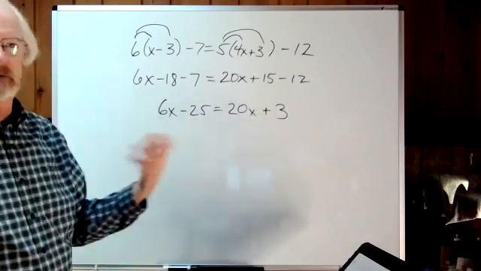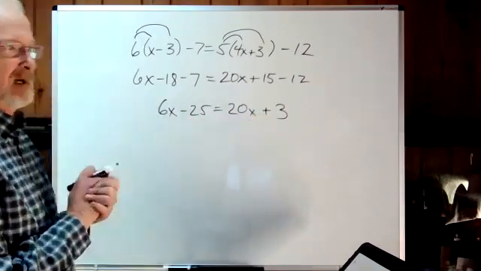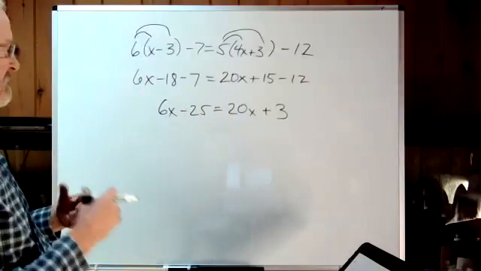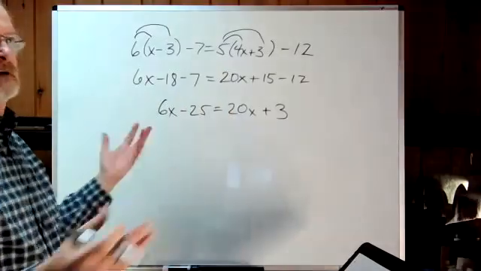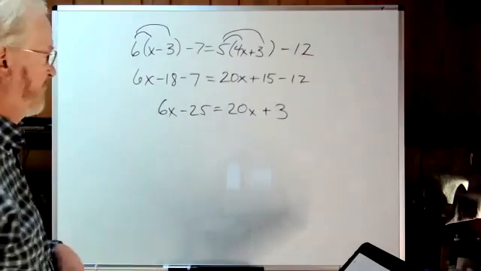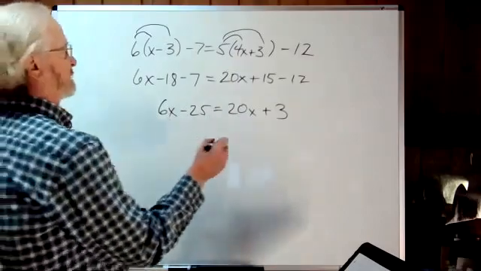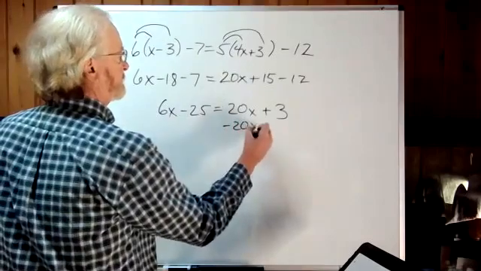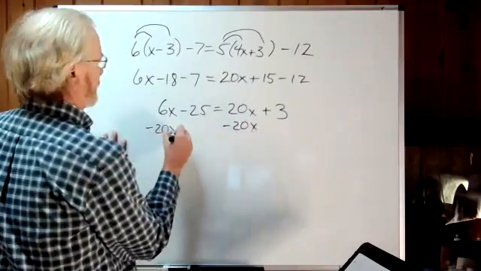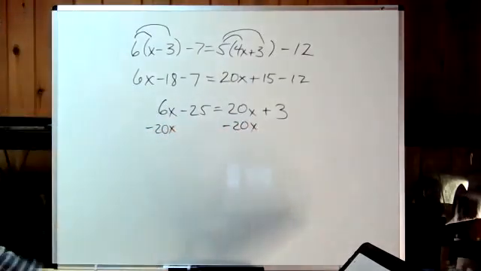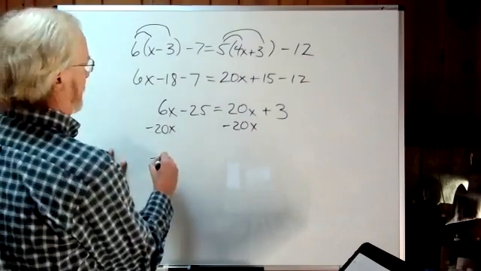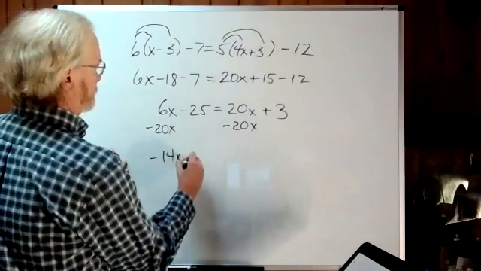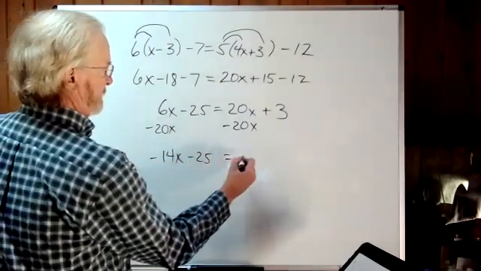Both sides are now simplified as much as possible, but I have constants and variables on both sides. Pick one side to move all the x's to and another side to move all the constants to. Just because I'm going to move all these x's, it doesn't matter. You could go the other way. And I know I'm making a negative, but it'll work out. So here I got what? Negative 14 x's minus 25 equals 3.